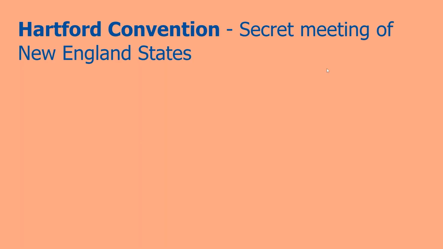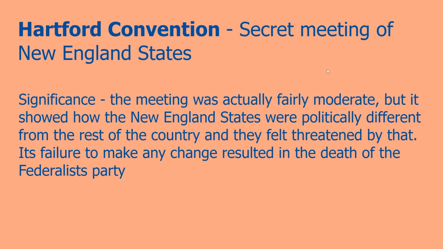Hartford Convention, secret meeting of New England states. The meeting was actually fairly moderate, but it showed how the New England states were politically different than the rest of the country and they felt threatened by that. Its failure to make any change resulted in the death of the Federalist Party. So basically the Federalist factions in the Northeast wanted to almost secede from the Union, and this was just terrible for the Federalist Party when this news got out, and the Federalist Party collapsed.